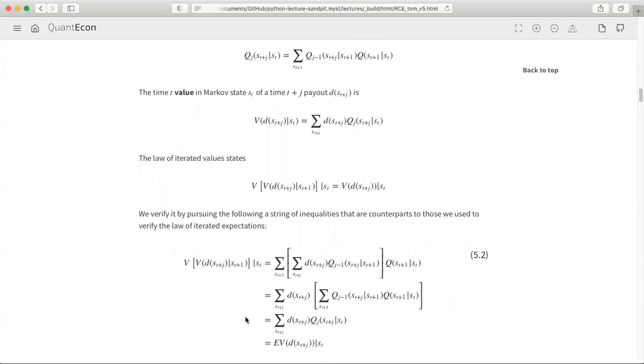And it's an important feature of asset pricing theory.